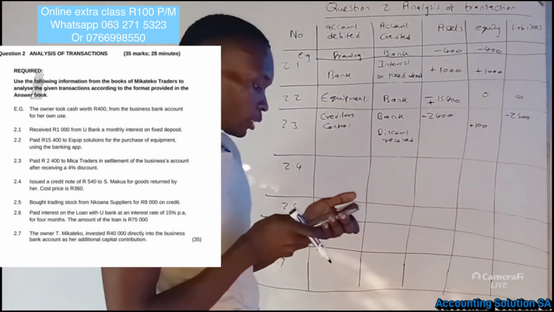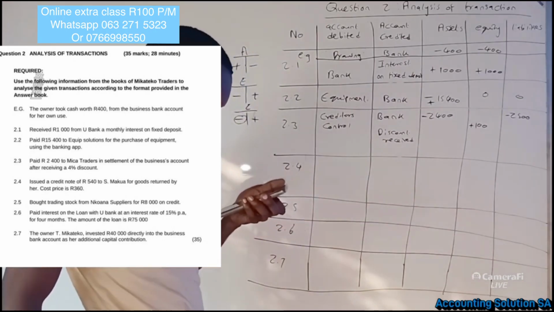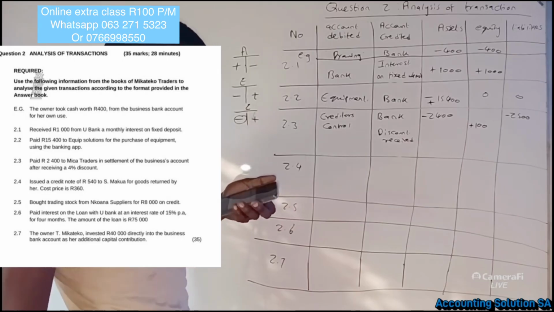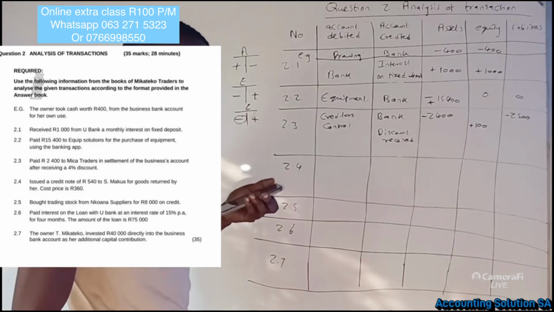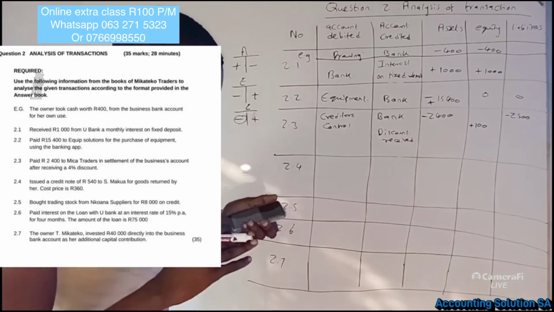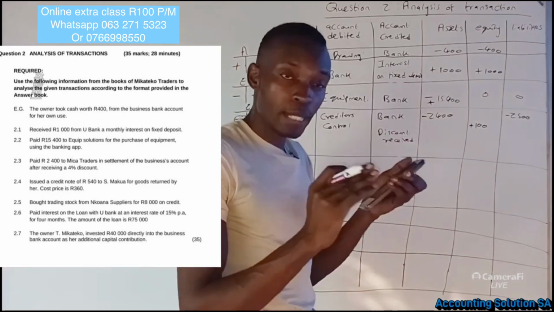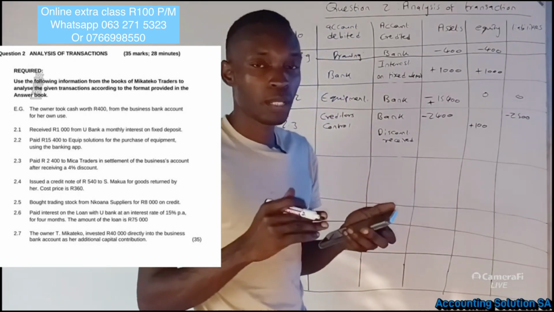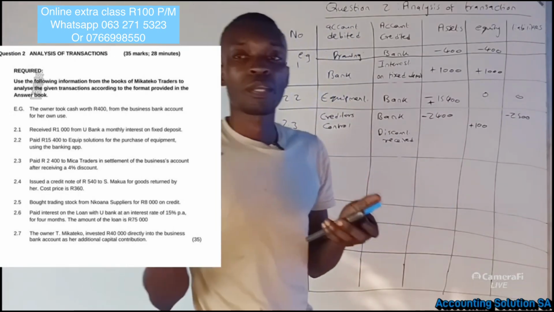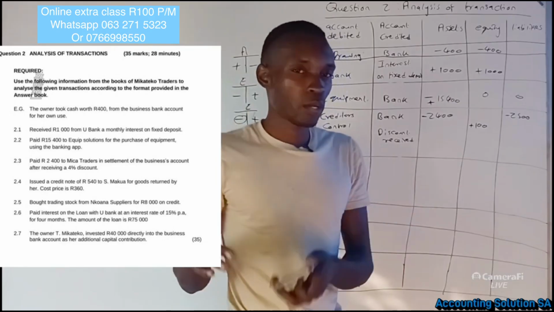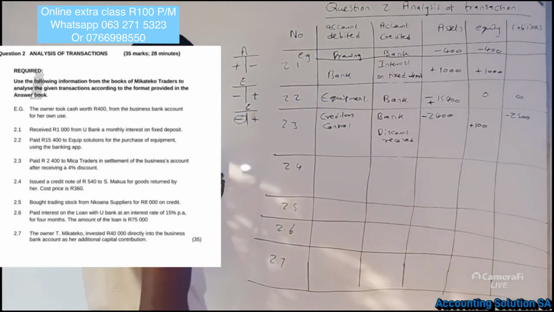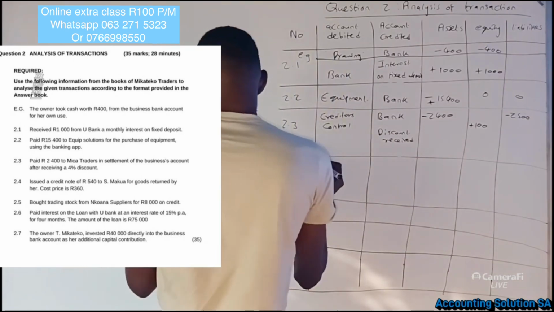Okay, the following one: issued a credit note of 540 to S. Makua for goods returned by her. The cost price was 360. So in this journal, we are going to have 4 items because this company is using what we call perpetual. When we record sales, we must record what? A cost of sales at the same time. Okay, this account is going to be like this.